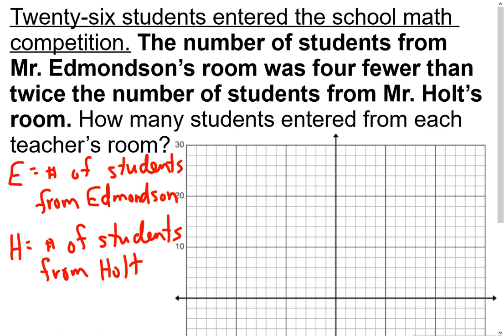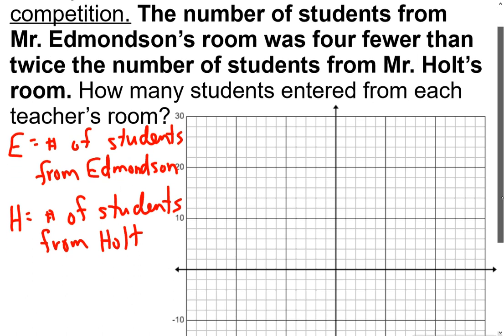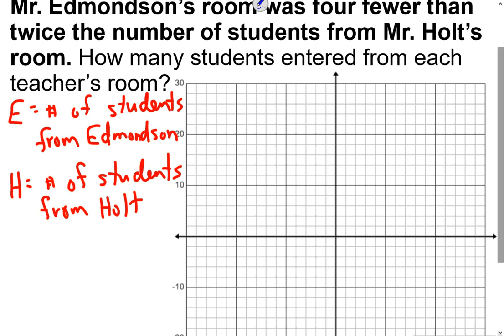Now, I also believe it's going to be important for us to write equations to help us out. So, again, I helped you out. I underlined one of the equations. 26 students entered the school math competition. Well, remember, there's students coming from Mr. Edmonton's room, and there's students coming from Mr. Holt's room. Well, to get my total of 26, I'm going to have to add those together. So I'm going to take E plus H, and that's going to equal 26.